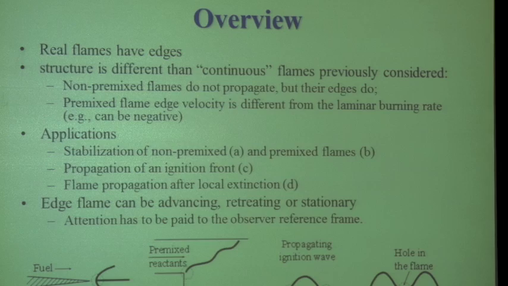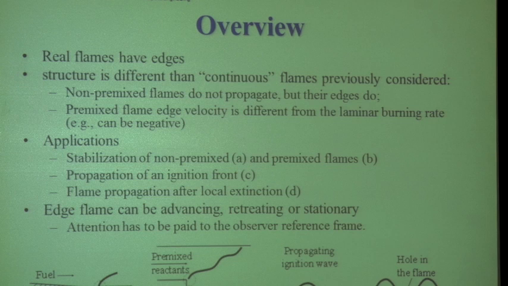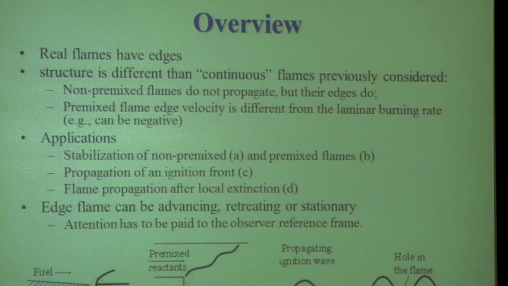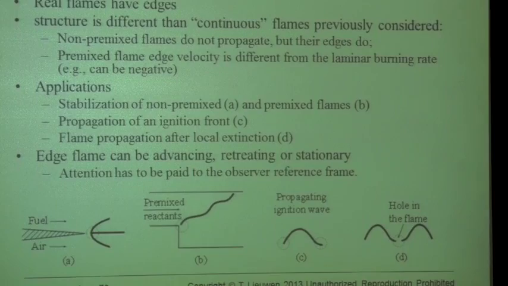We think about gradients normal to the front, but we don't really think much about gradients tangential to the front. Now, real flames have edges, and in the vicinity of the edge, there's going to be very, very strong gradients, not only normal but also tangential to the front. And so it's a different animal. It's just a new thing.